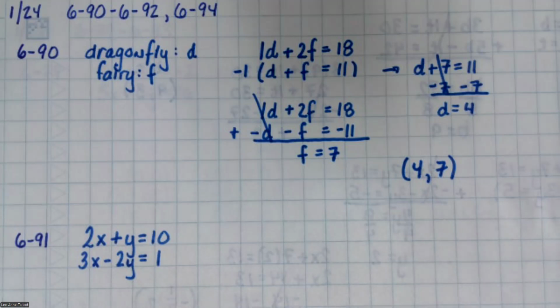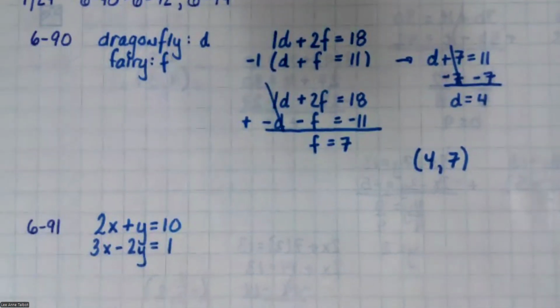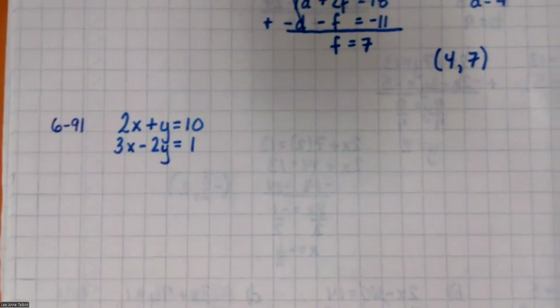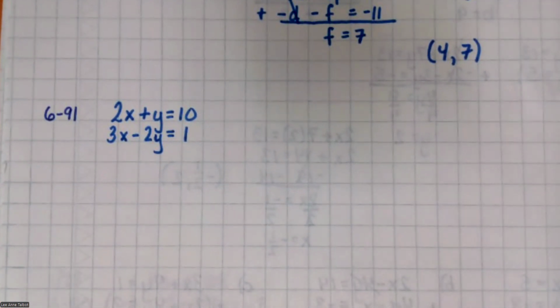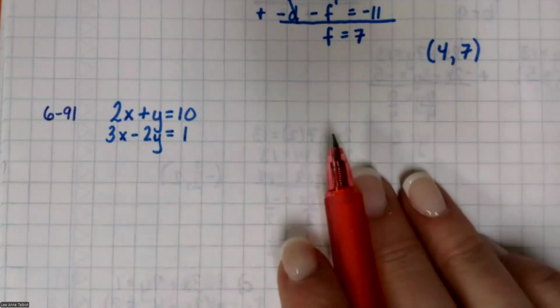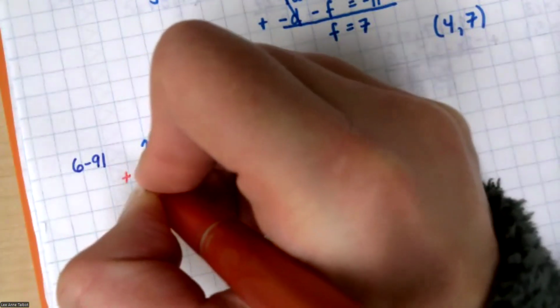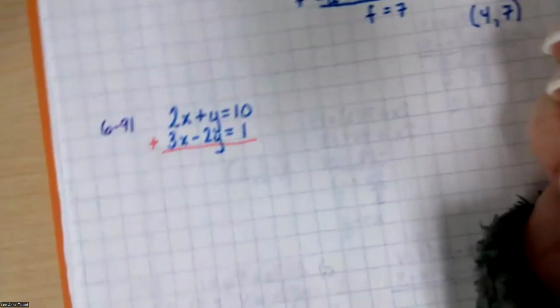Okay, moving on. Number 91. Okay, 91 is a level 3 elimination problem. I'm going to write on it in my erasable pen. Do not write on it right now. I'm going to attempt to add them together. We're going to see what happens.